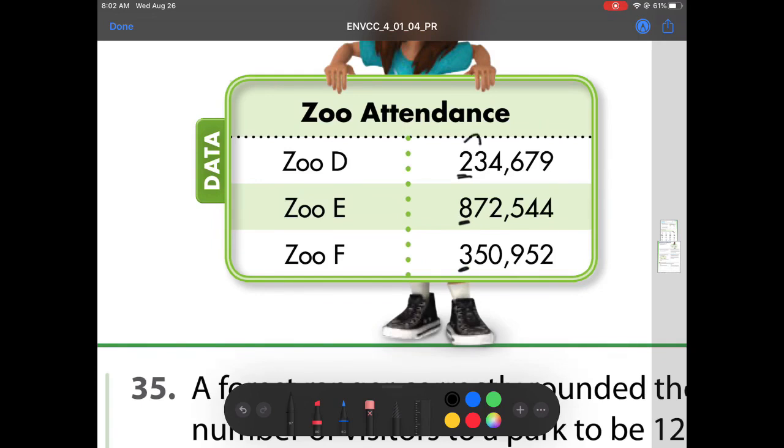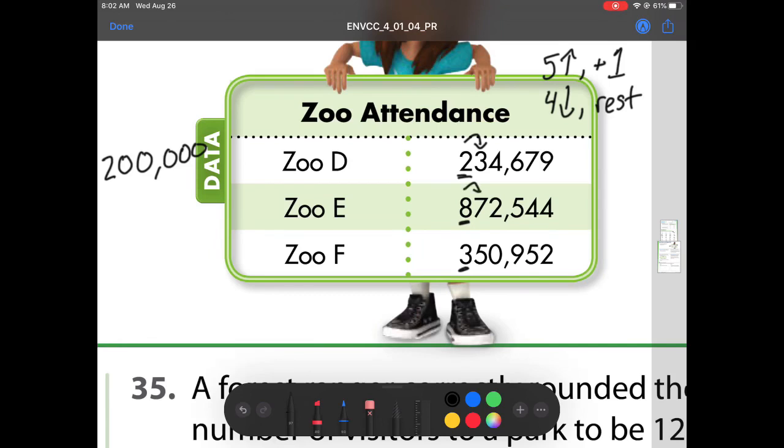So I'm going to go next door. Remember, if it's 5 or more, then we add one more. If it's 4 or less, then we let it rest, meaning it stays the same. So here I see that 3 is 4 or less, so it's going to rest. So zoo D is going to be 200,000. That 2 stays the same.